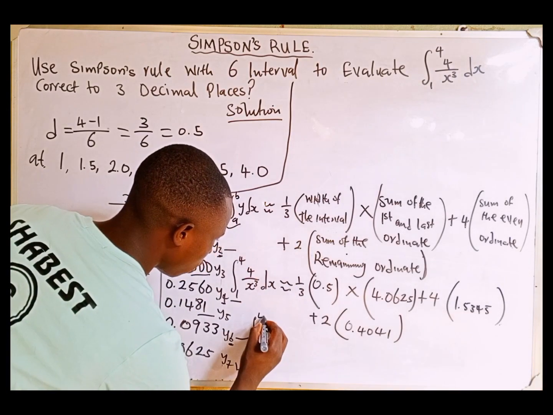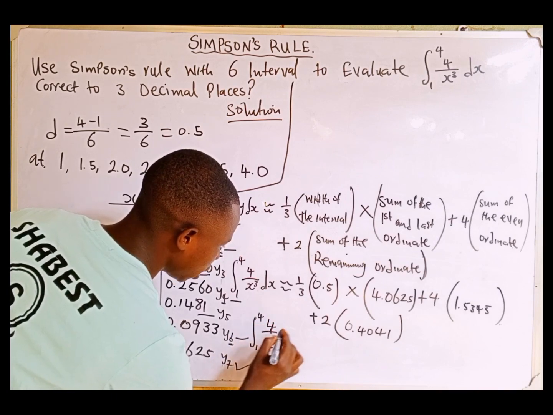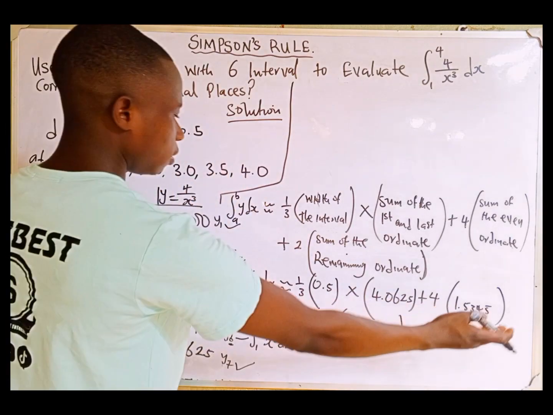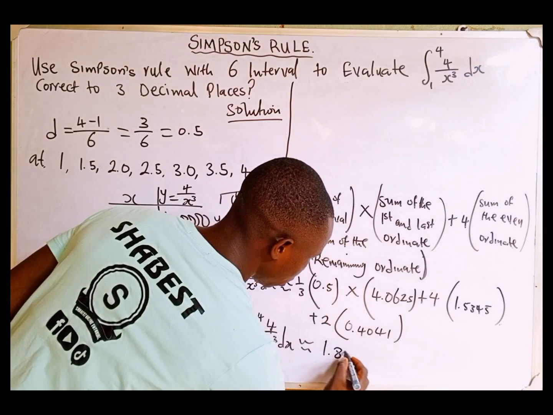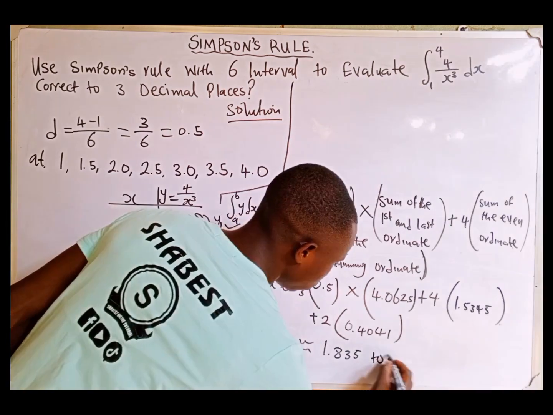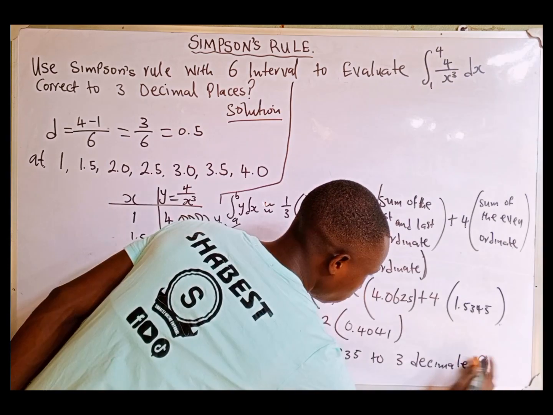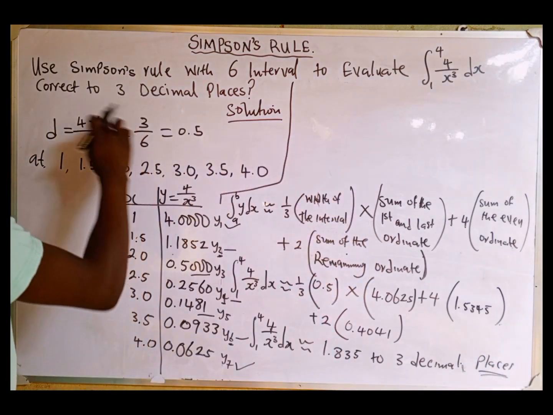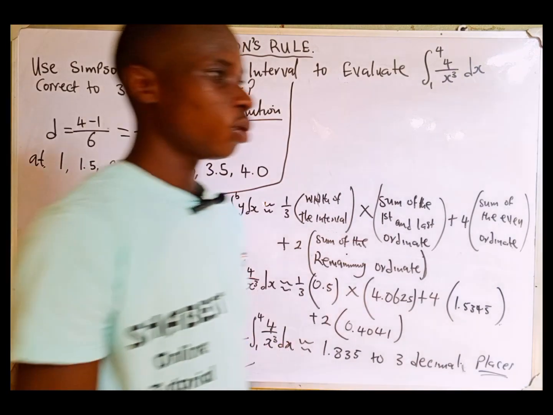Now the integral from 1 to 4 of 4 over x cubed dx will be approximately, if you evaluate all these things, 1.835 to 3 decimal places, because from the question we're asked to correct our answer to 3 decimal places. So this is how to use Simpson's rule to evaluate integrals.